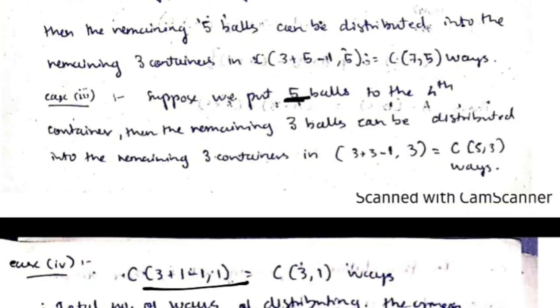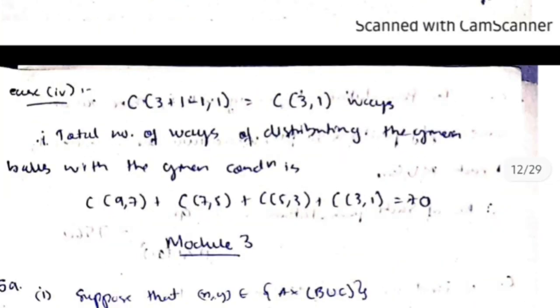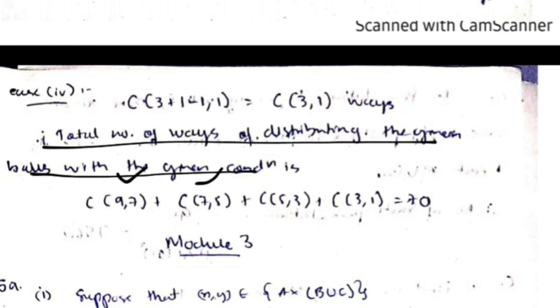Similarly we will do for 5 balls and 7 balls. Then the sum of the 4 conditions will give the total number of ways.